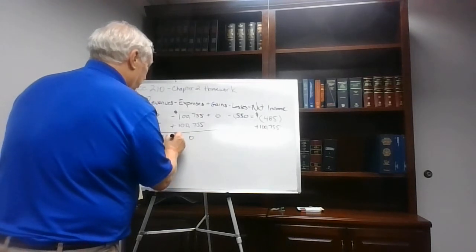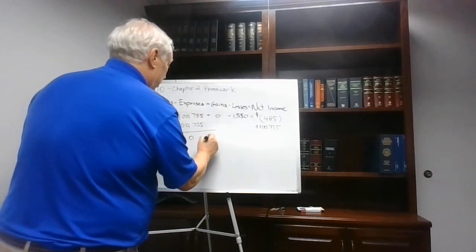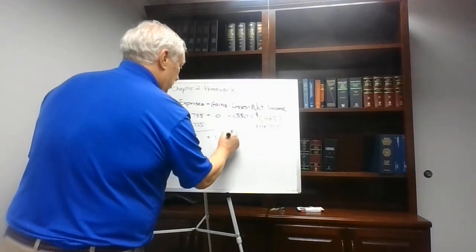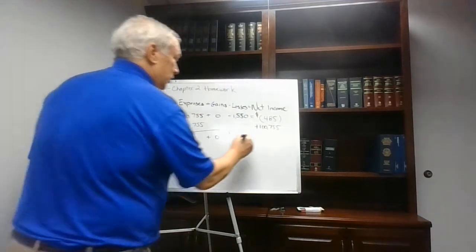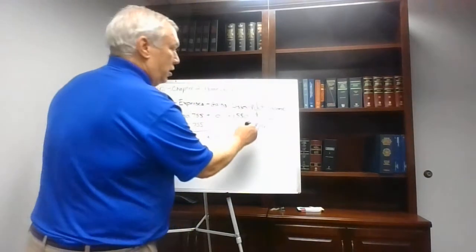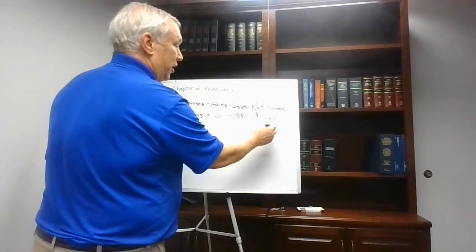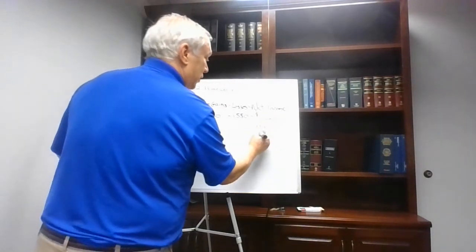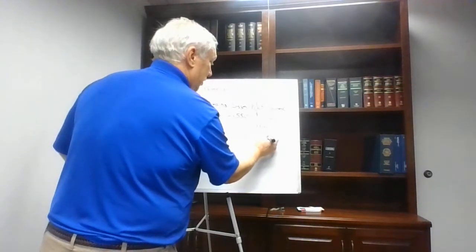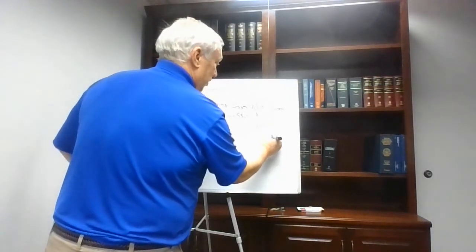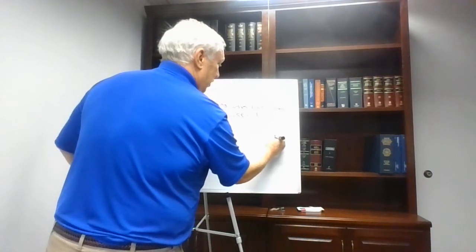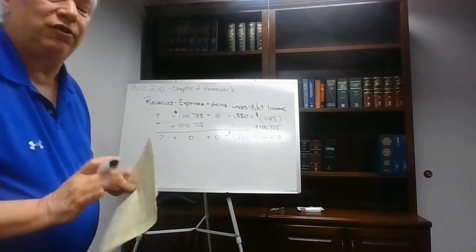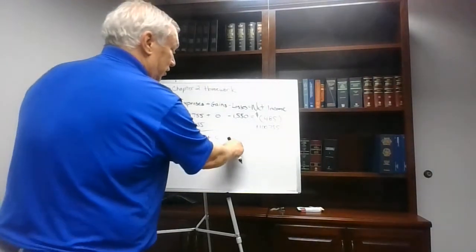So question mark plus 0 plus 0 minus 1550, here's our dollar sign, equals 100,755 minus, right, because it's a negative, 485. And so that's going to be 100,000, see if I can do this in my head, $270. Did I get that correct? Okay, I'm still not done with the problem because we've still got this little guy over here.